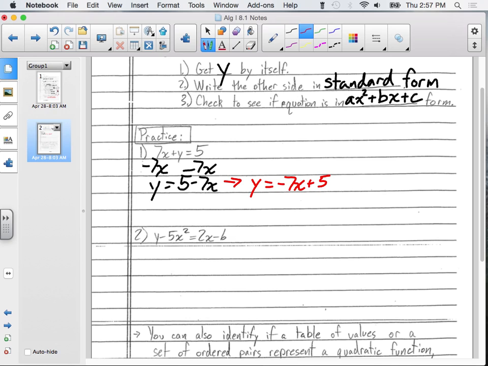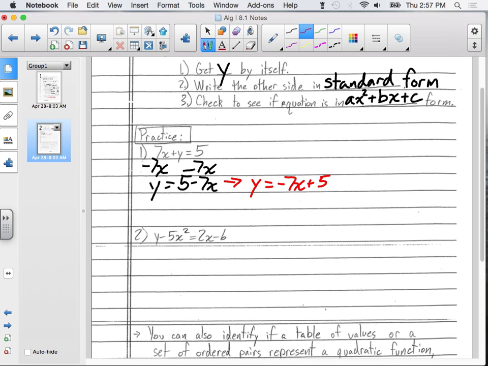Now we have to see if this satisfies being a quadratic. No, it doesn't. So who says yes? Yes, it does. What was the question? Is this a quadratic? Yes. No. Who says no?